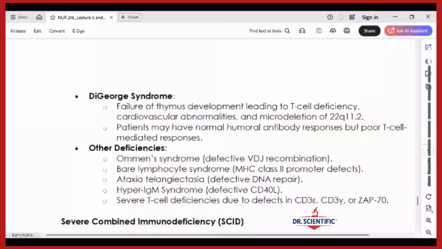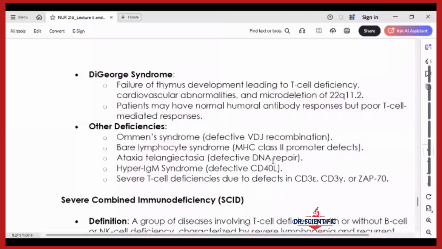All right, we have ataxia telangiectasia. Of course, this one's because of defective DNA repair, especially when DNA is subjected to UV light, it forms thymine dimers, and it's unable to be repaired. These individuals end up with this, and they are unable to produce proper T cells.